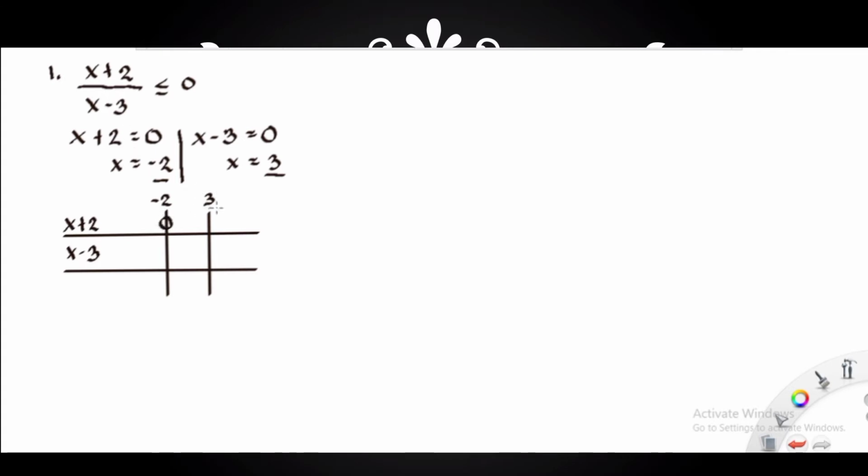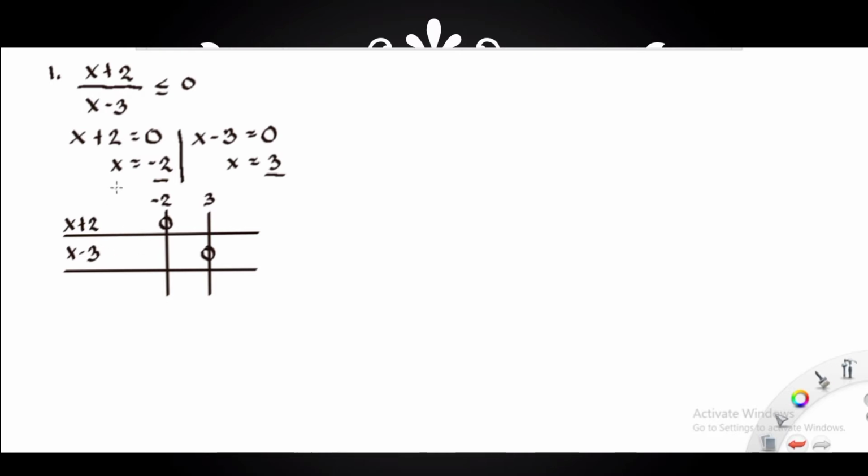Next, so ibig sabihin, ang 3 naman ay magiging 0 kapag sinubstitute natin sa x minus 3. Magiging 0 ang value ng expression na x minus 3 pag sinubstitute natin ang 3 sa x nito. So, 3 minus 3 is 0. So, therefore, we have to put a 0 sa intersection ng 3 at x minus 3.